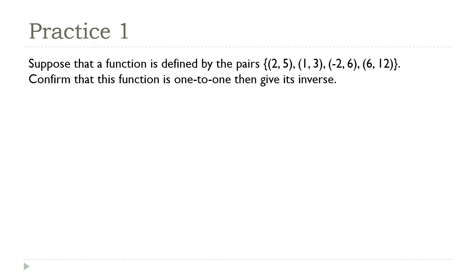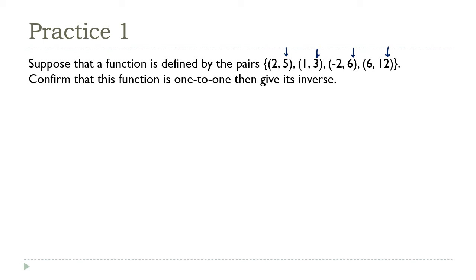So I've got another function here. This time I've defined it by giving ordered pairs instead of a table, but that's fine. There's lots of ways to define a function. And first I want to confirm that this function is one-to-one. Then I want to give its inverse. Well, you can see it's one-to-one because every y value is unique. If I had a y value that appeared twice, we'd have a problem. I'd have to say it wasn't. All right, so what is its inverse?